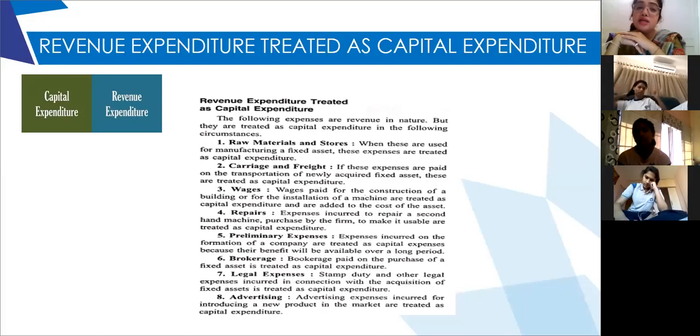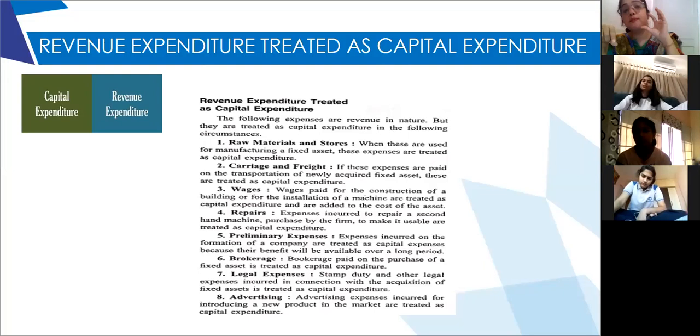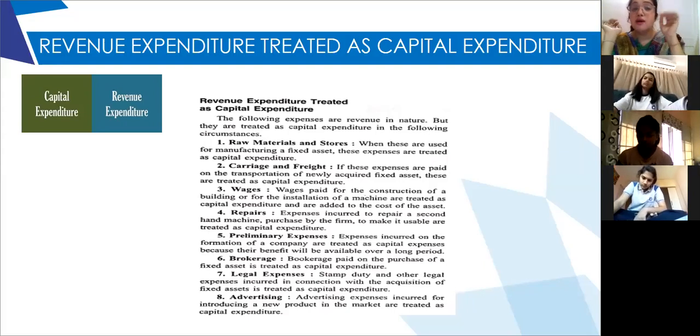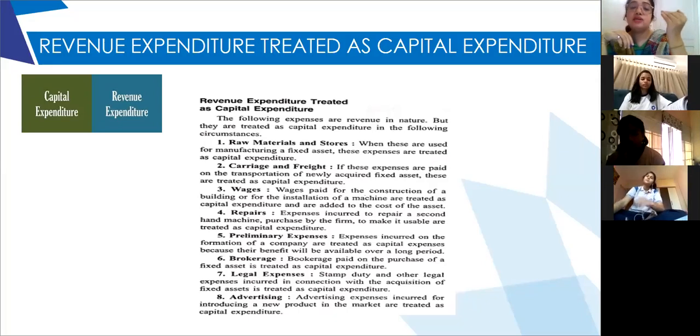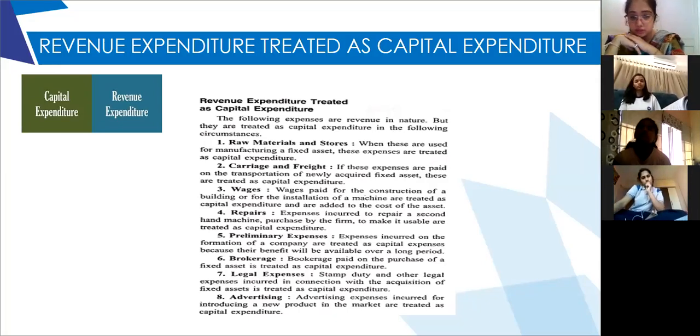Similarly, transportation, carriage, freight is what? Revenue expenditure. But if this transportation expenditure is incurred to buy a new fixed asset, we may treat it as a capital expenditure. Third, wages. Wages or salaries paid is always revenue expenditure. But if the wages are paid for the construction of a building, to make an asset or to install a machine, then it may be treated as a capital expenditure.